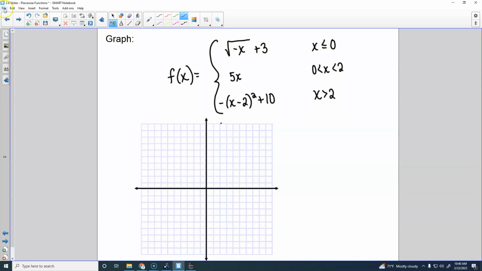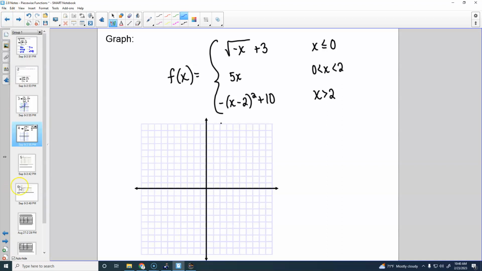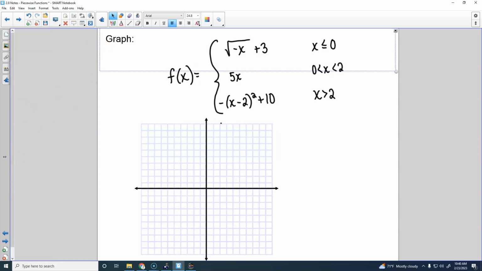All right, here's the question. Try this last one on your own. We are not going to do the stuff that comes after this because we just don't have time since I've been out. If you are having trouble knowing what points to graph for negative x, or square root of -x plus 3, you can always plug in some numbers. So like if you plug in 0, square root of -0 plus 3 would give you 3.